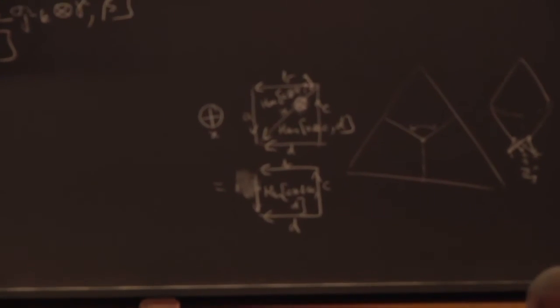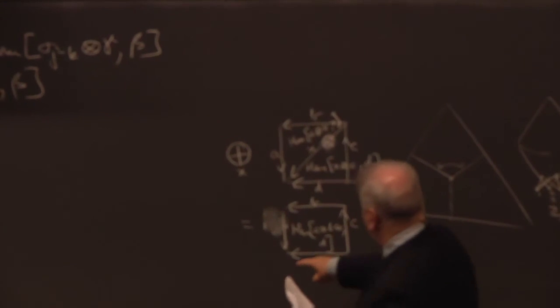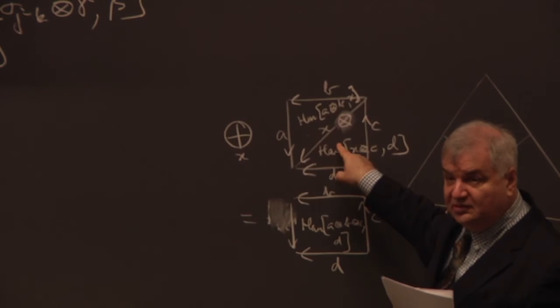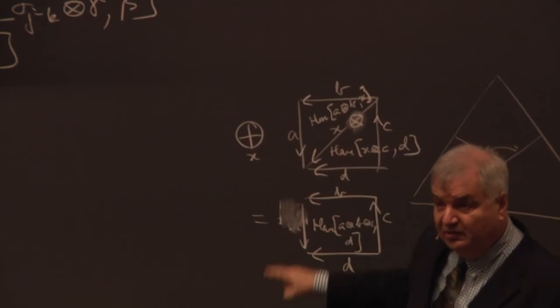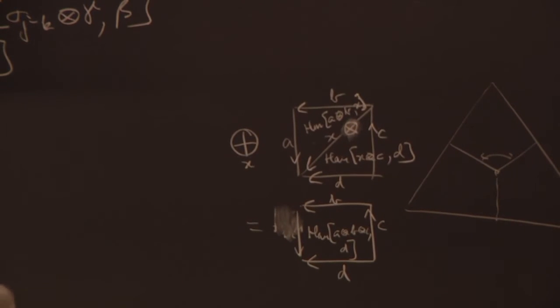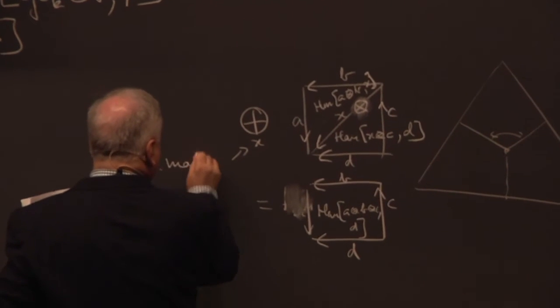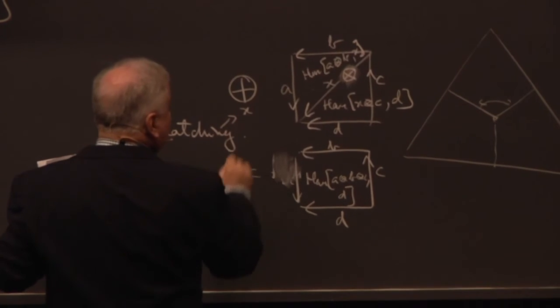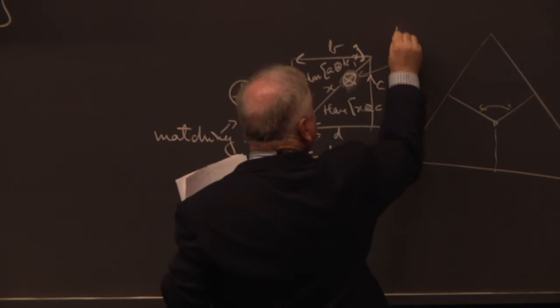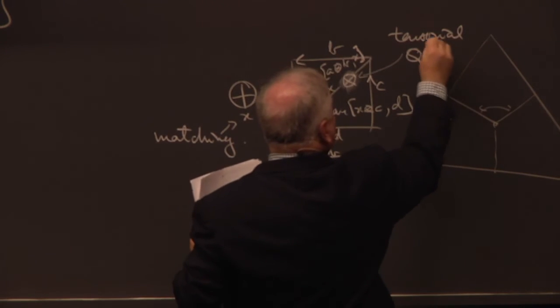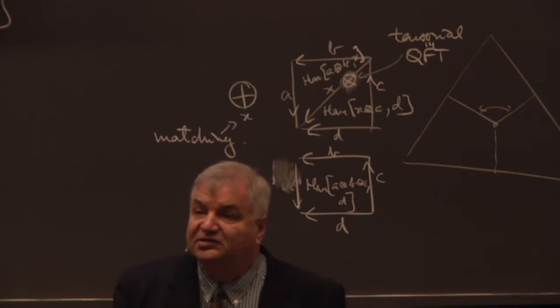Yes? And this is a tensorial property of Hopf. It shows you that if you cut this square in two, you get the tensor product of the two halves summed over the label in the middle. Yes? Sum over the label in the middle is exactly the matching. And the tensor product shows that this is tensorial, which means that it's QFT. Yes, it behaves exponentially.